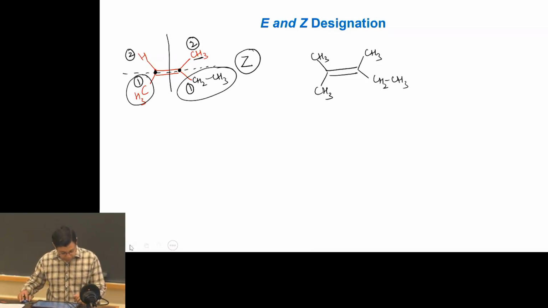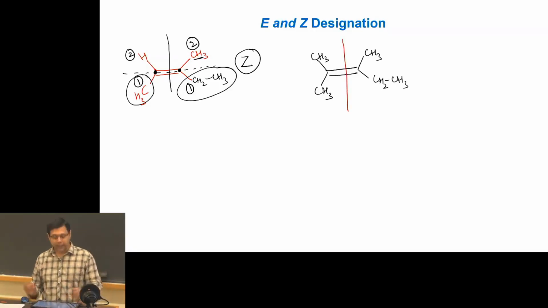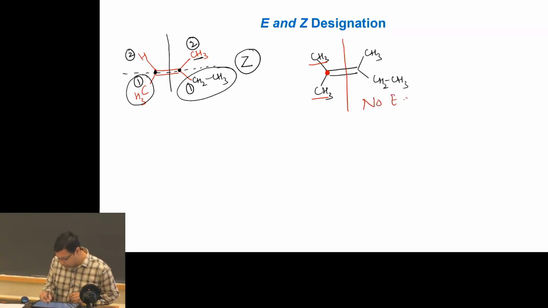First step, draw a line perpendicular to the double bond. Assign priorities to each of the double bonded carbon. Now if you take a look at this carbon, you have the same groups. So you can't decide between priorities for those two groups. Both are CH3. So this molecule has no E or Z.